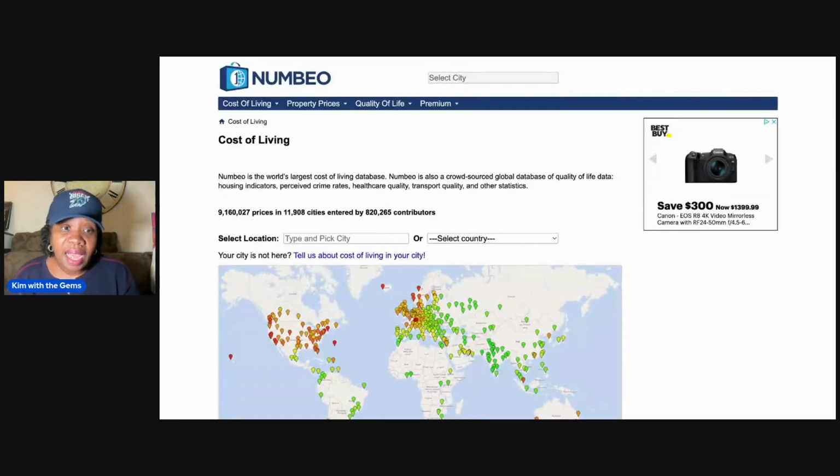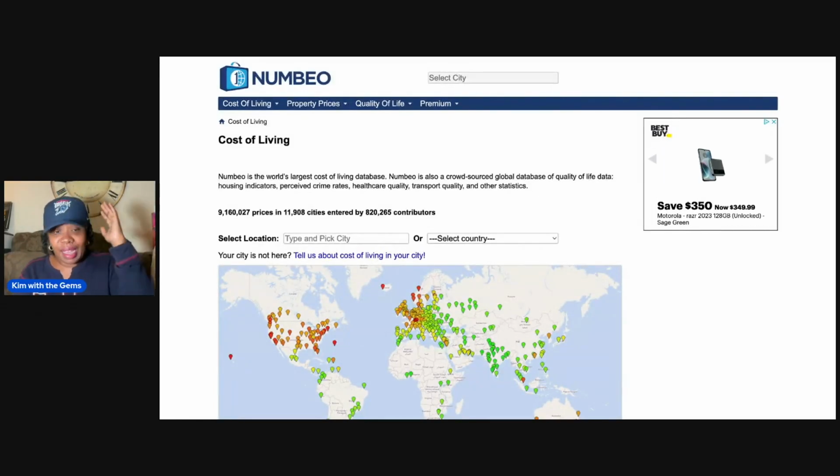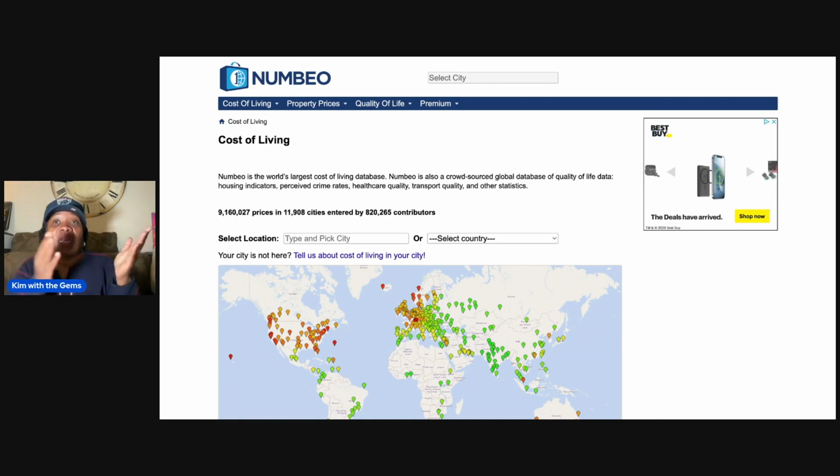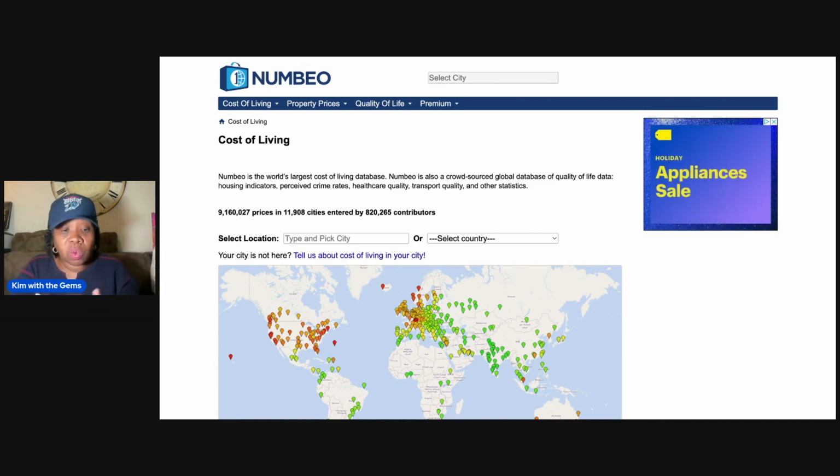So this is the website. This is a free resource that you can use to compare cost of living between different cities, internationally, all the things. So we're going to do an example or two right now.